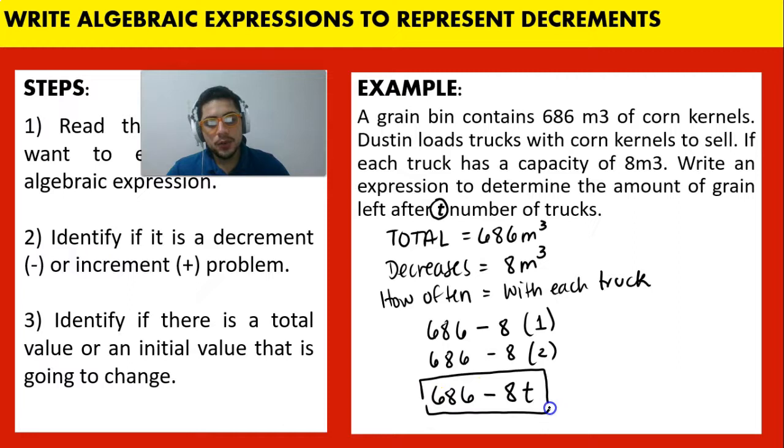So guys, we saw the initial amount being 686. We know that it decreases 8 cubic meters with each truck. So that means that after a T amount of trucks, the amount left is going to be 686 minus 8 times T. And that is pretty much it for today, guys.